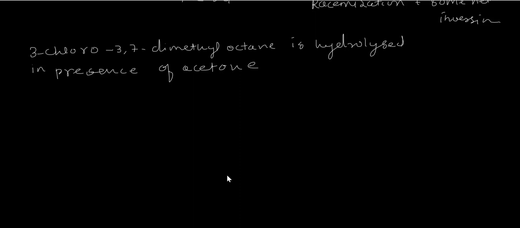So let us consider this R group is there, CH3 is there, then here it is C2H5 is there, another group is there, and the Cl. You can see this whole molecule is optically active because the four groups are different, right? So this hydrolysis takes place in presence of acetone, as we said.